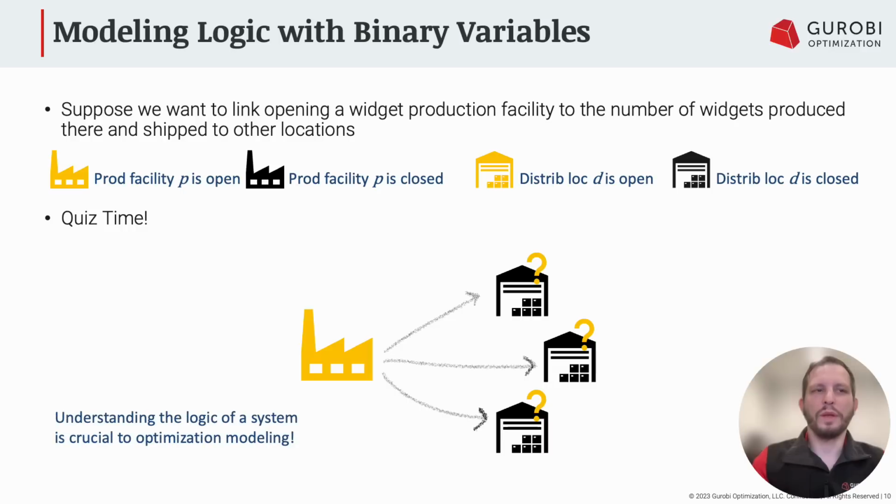So the important thing is that understanding the logic of a system is crucial in optimization modeling, because again, you are trying to mimic and understand a very complex system and model it to be able to understand what the optimal outcomes are.